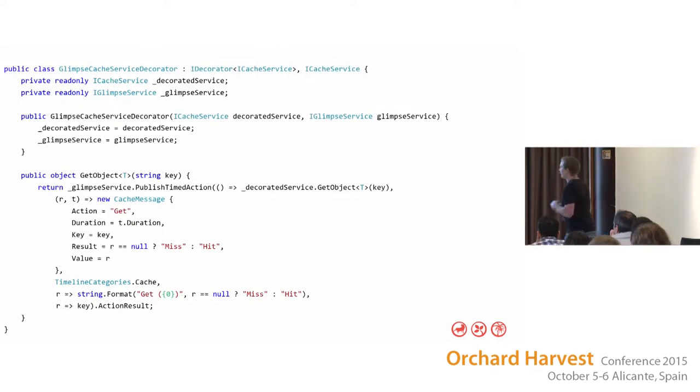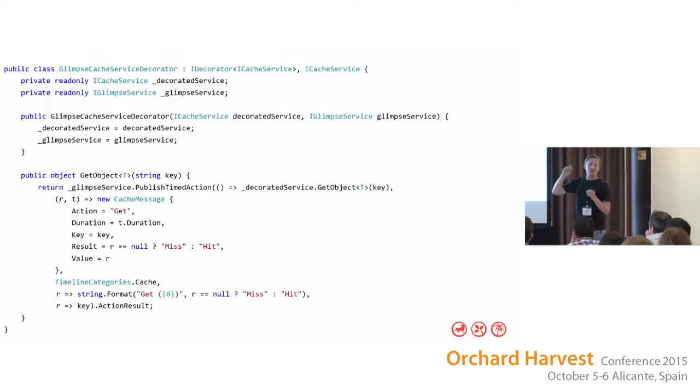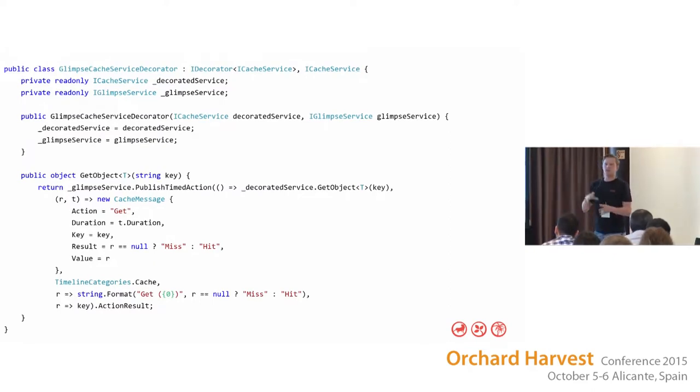So the first thing we're doing here is we're saying just call decorated service GetObject of type T. So that is basically passing down to your decorated service. What implementation of that, it doesn't matter. It doesn't matter because we're just taking in whatever you've got registered. The next section, this builds our cache message. So this creates an instance of the cache message that we saw before.